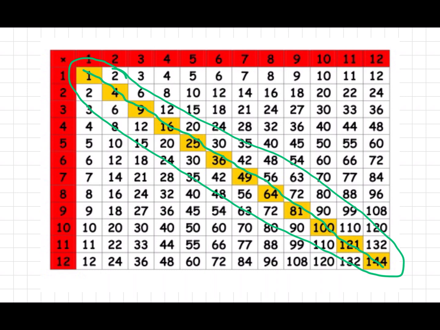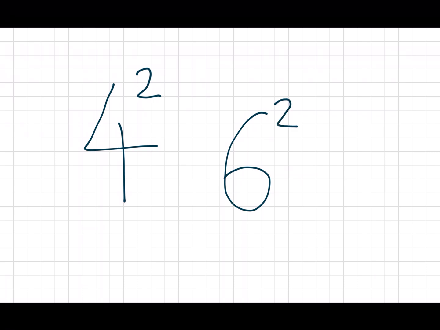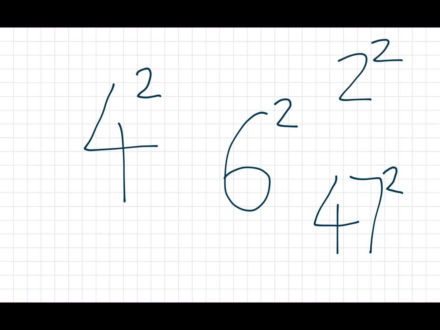Okay, so a square number, just to remind you, the thing you need to remember, if we were doing 4 squared, it would have a little 2. If we're doing 6 squared, it would have a little 2. If we're doing 47 squared, 47 times 47, it would have a little 2. That's what that 2 means. You times it by itself, not times by 2. So you must think that in your head. The only time it is times by 2 is when it's 2 squared, because that is 2 times 2, but none of the others are.